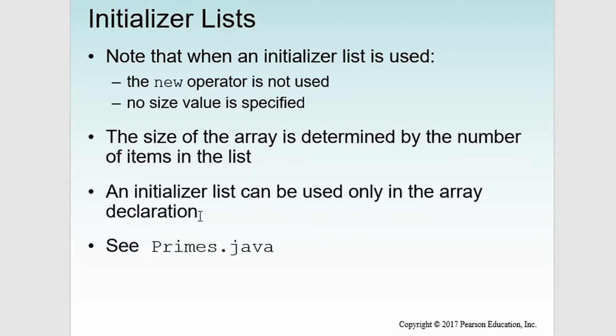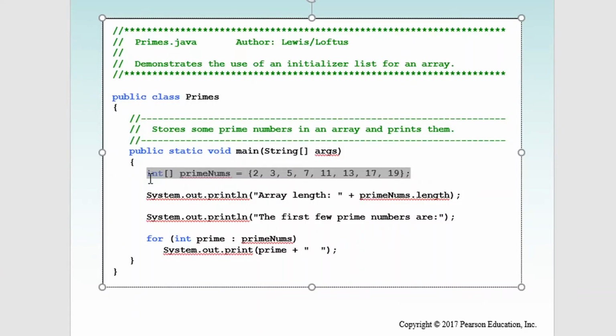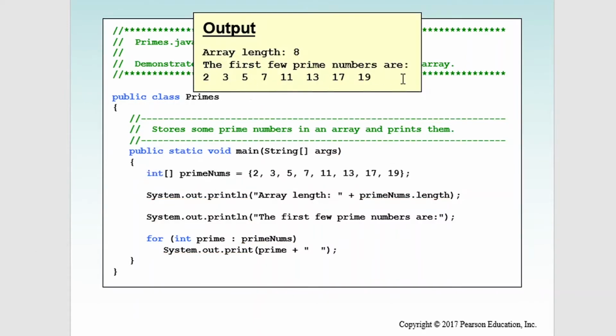So this means you can only use it when you declare your array, and you can't declare the array and then use it after your declaration. So here's an example where they declare their array using an initializer list and they just print out the values. Pretty simple example, and there's the output.